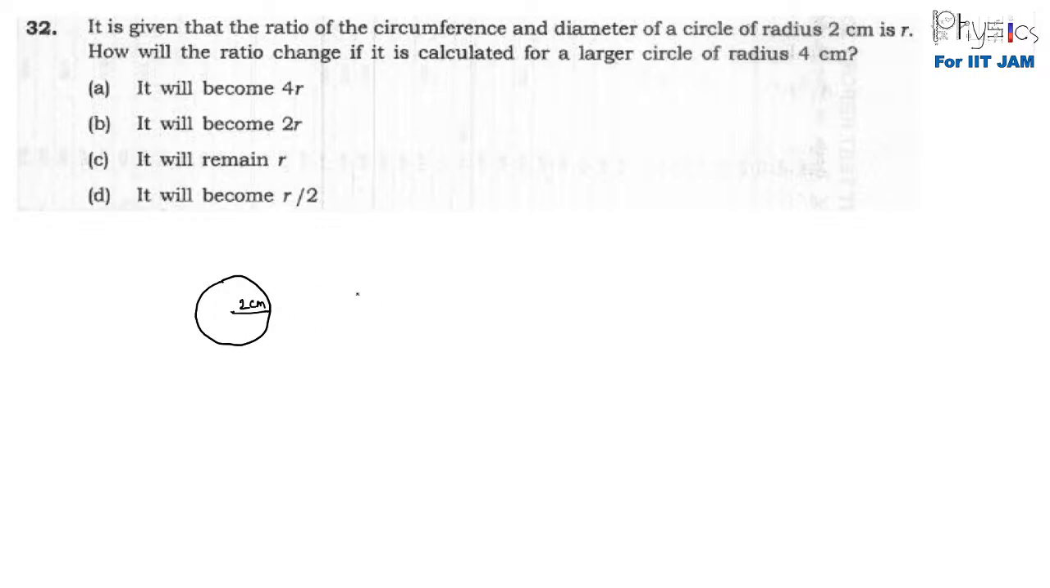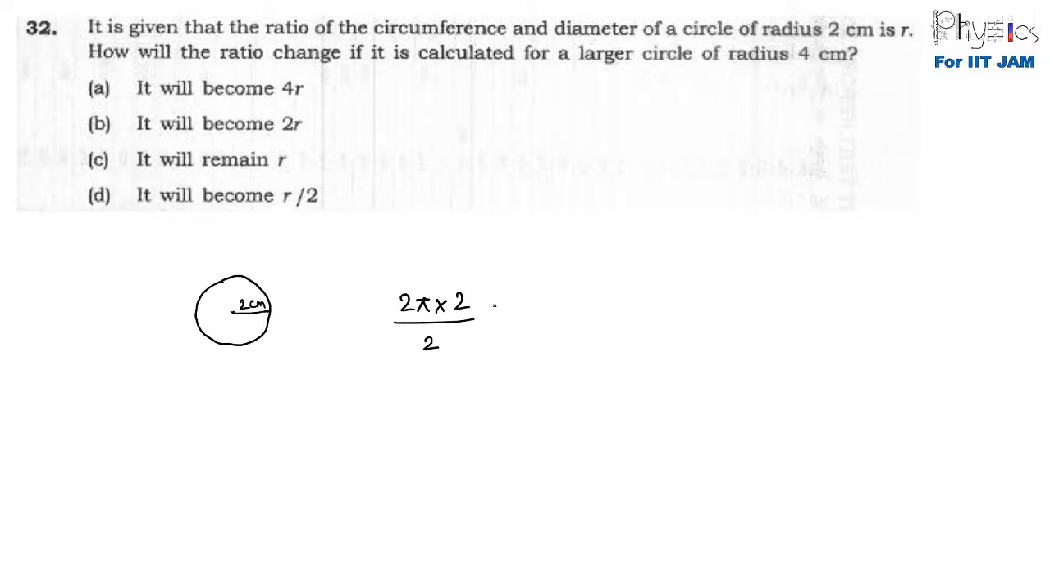So here we have the circumference by diameter. The ratio of circumference and diameter is R. That is 2 pi multiplied by 2 cm, the radius, that means again 2 cm, right?